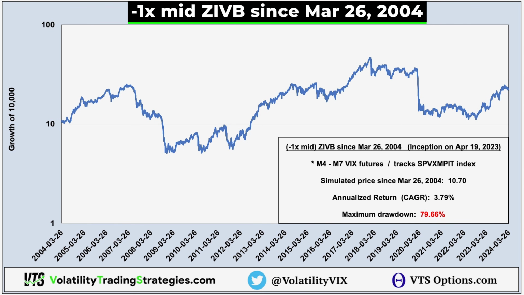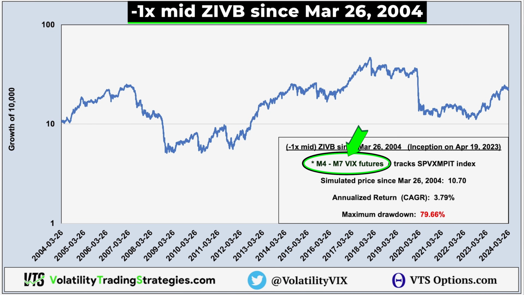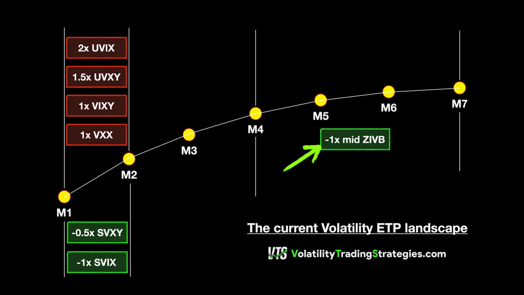This one is called ZIVB. Now, this is again a resurrection, so to speak, of an older product that was around since almost the beginning called ZIV. But you can see this one is a -1 times inverse volatility ETP, but it actually uses different VIX futures in its calculation. We put this one right here out further on the VIX futures curve at the 4th to the 7th month VIX futures. Now, why would this be different?